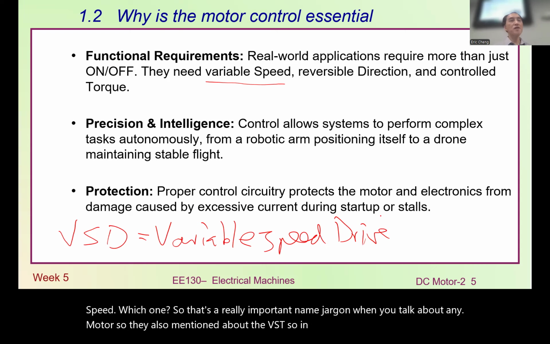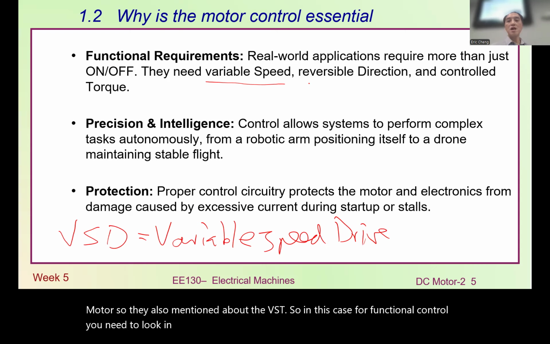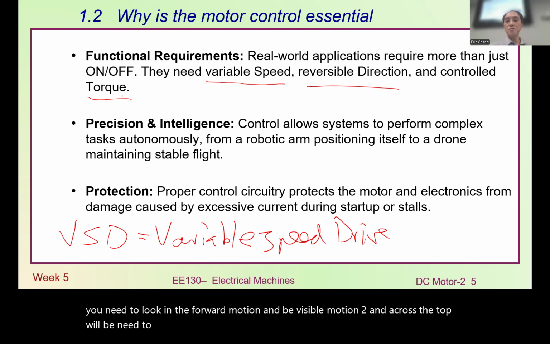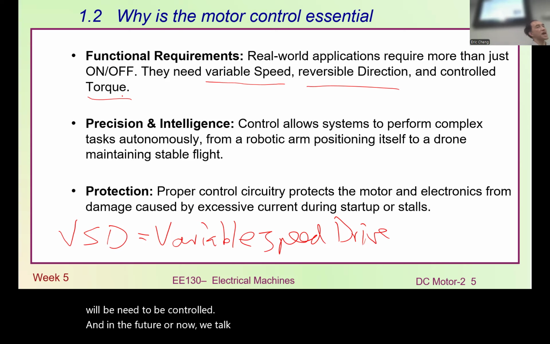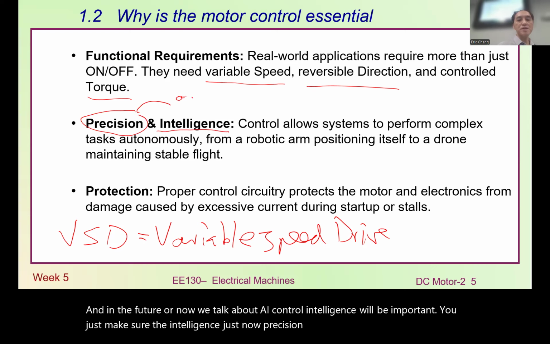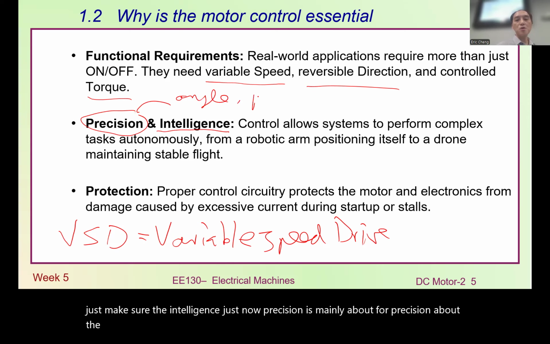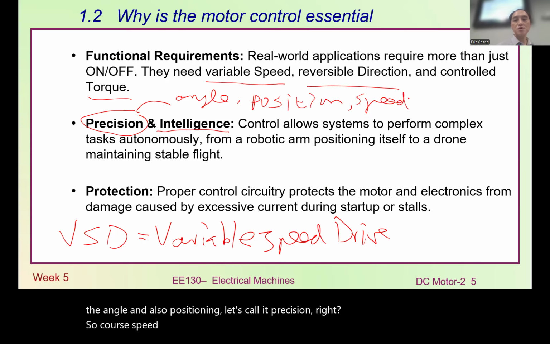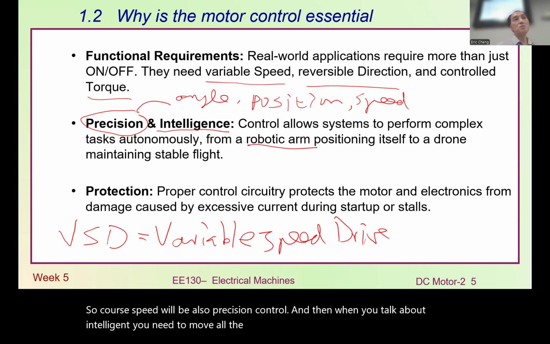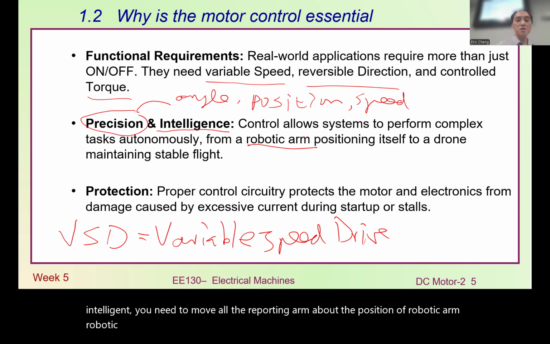In this case, for functional control, you need to look into forward motion and reversible motion too. And of course, the torque will need to be controlled. And in the future, or now, when we talk about AI control, intelligence will be important. Our precision is mainly about the angle and also positioning. That's called precision, right? Of course, speed is also precision control. And when you talk about intelligence, you need to move the robotic arm, about the position and angle of the robotic arm. That's so-called more intelligent. We can go into the system.